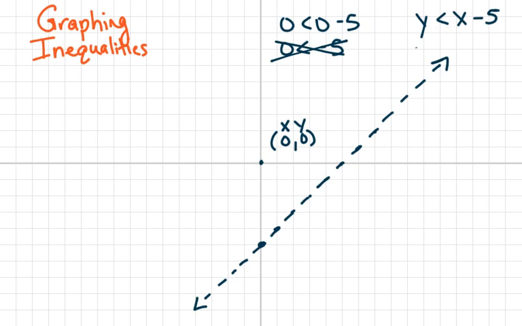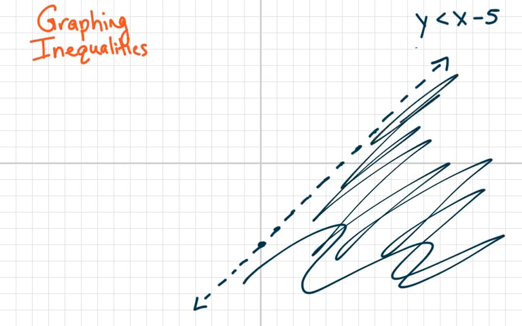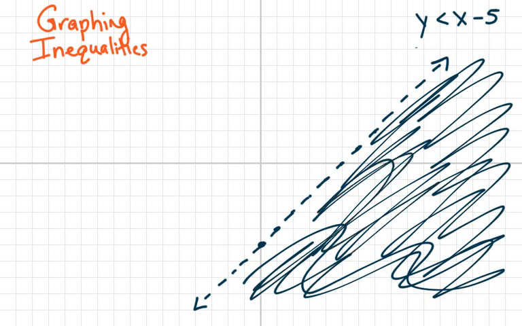And so what that tells me is all the points on the side with 0, 0 are not solutions. And if those are not solutions, that means this other side is full of solutions. And so I would shade everything on this side of my line to reflect that these are my solutions to this inequality.